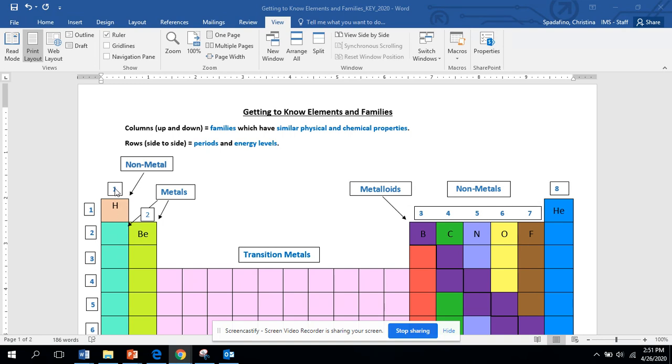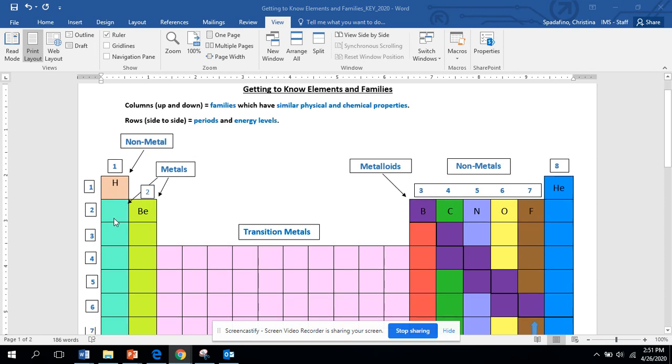I would put a number 1 over this first box, maybe label that hydrogen with the capital H. Put a number 1 because this is family number 1. Now this family number 1, you'll notice hydrogen has a different color than the rest of the elements, and that is because hydrogen's a non-metal, but the rest of this family, as well as family 2, are metals. So of course, hydrogen's got to be the exception to the rule.